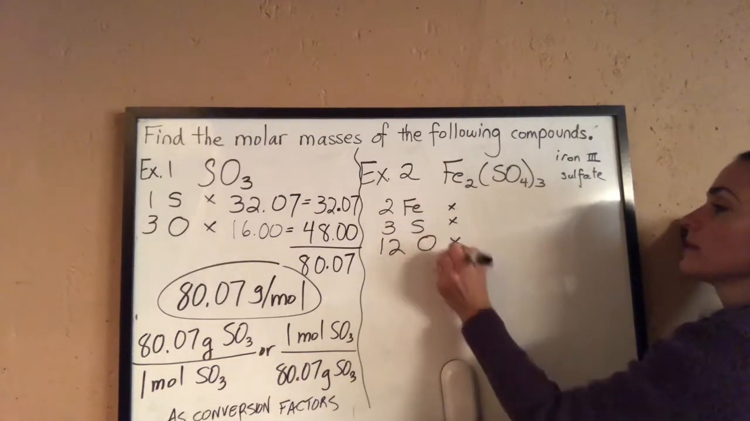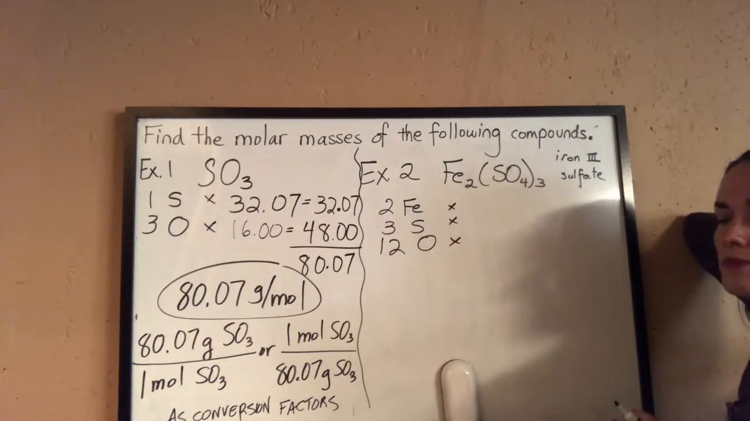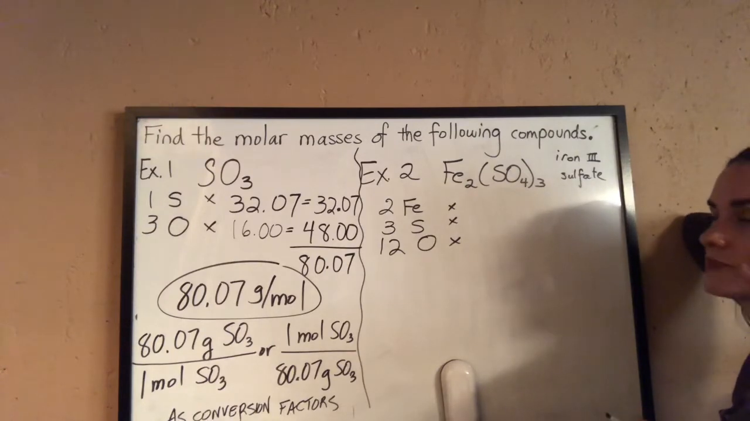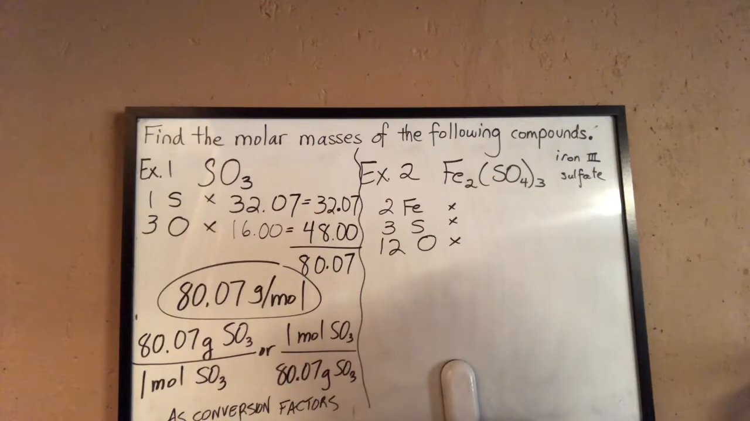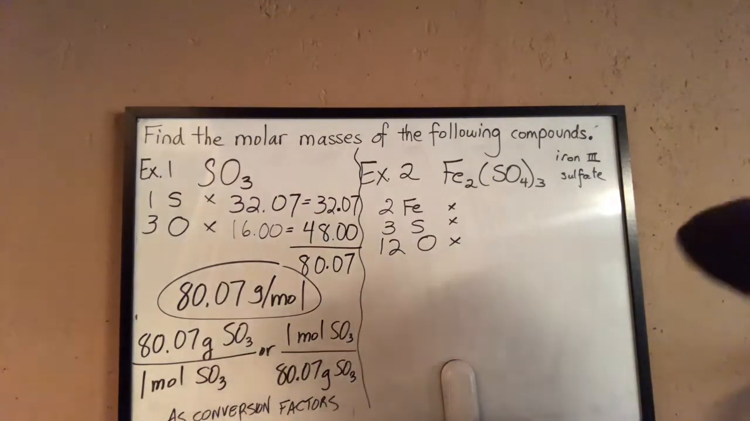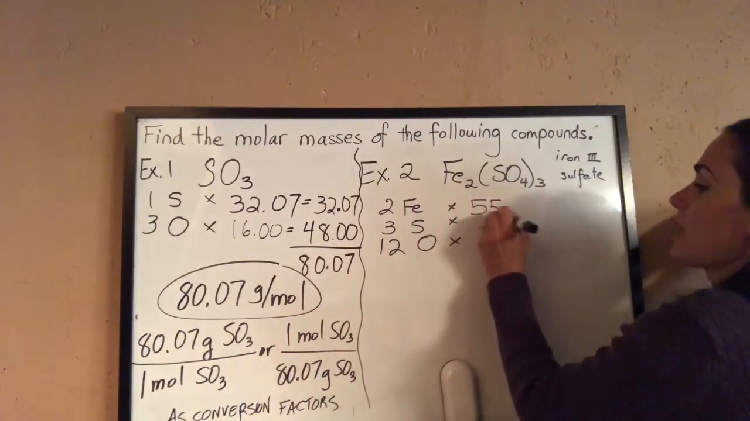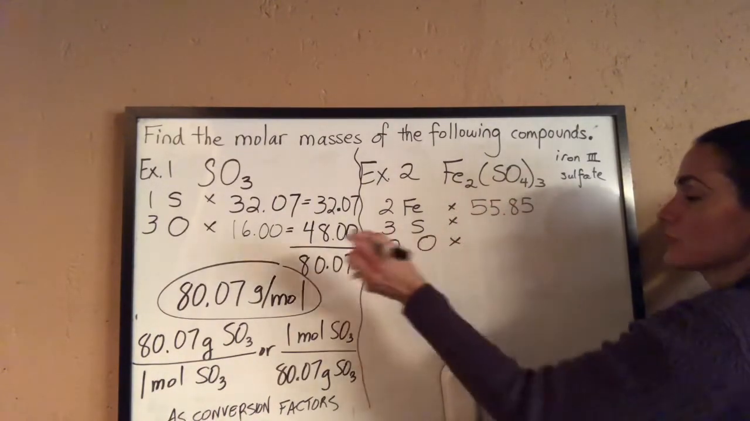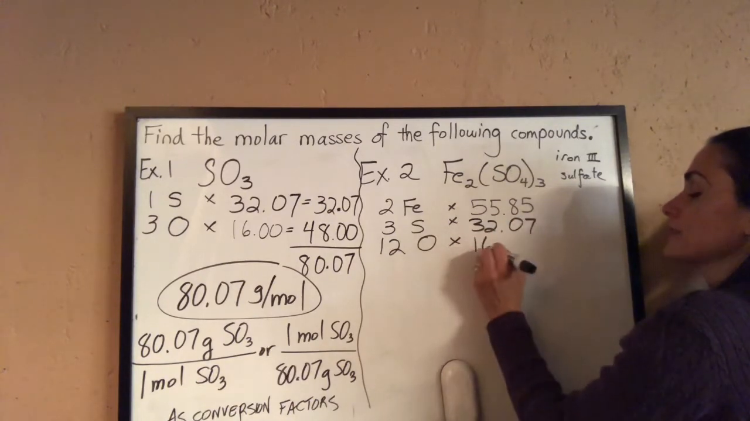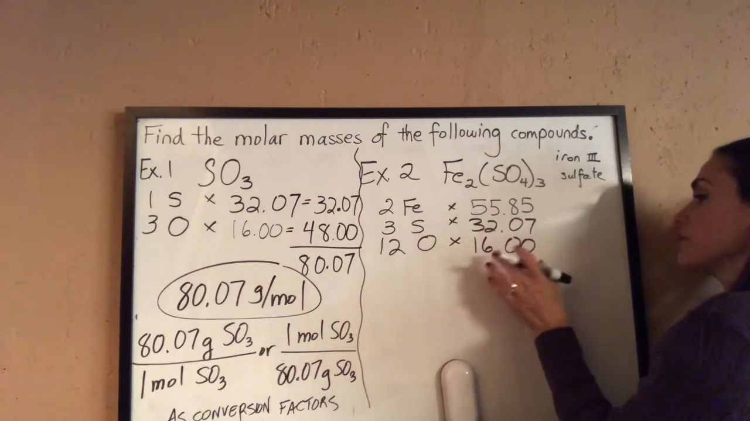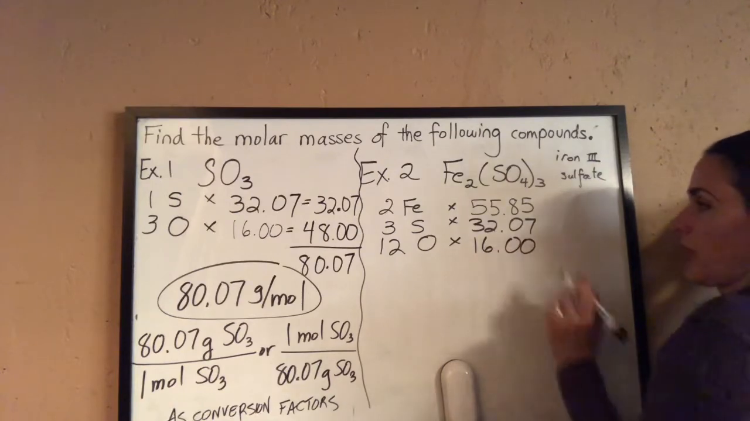All right, so now we need to look up the atomic masses of each individual element. Iron has an atomic mass of 55.85. Sulfur, we just wrote on the previous example. Oxygen is 16. These numbers come from the periodic table.